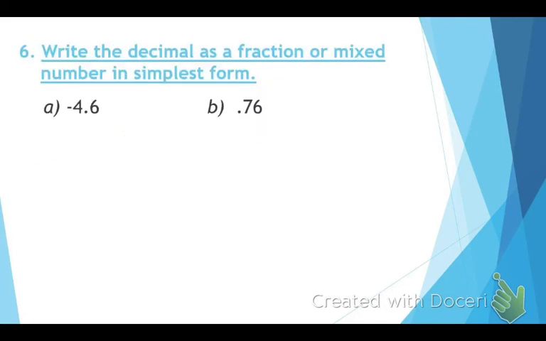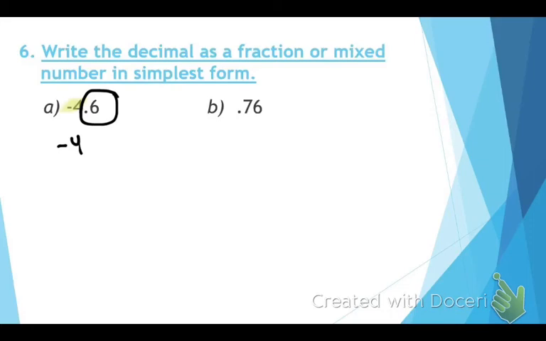Write the decimal as a fraction or a mixed number in simplest form. On negative 4.6, part of that is a whole number and part of it is a part of a number. Which one of those is the whole number? Negative 4. Okay, so this negative 4, I'm just going to drop that down because I know I'm keeping my whole number. Now I want to focus on 0.6. What place is 0.6 in? The tenths.